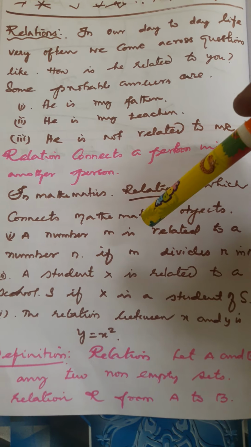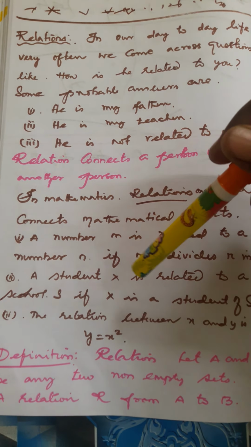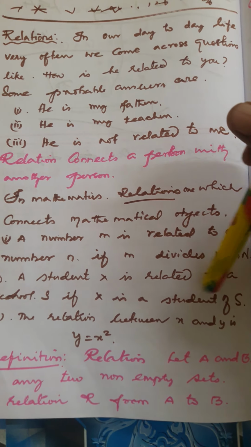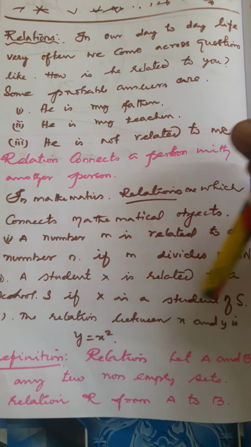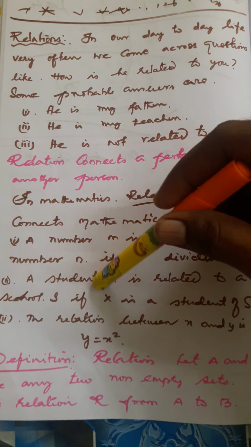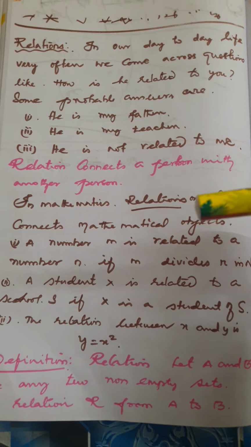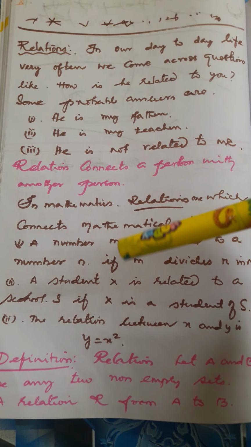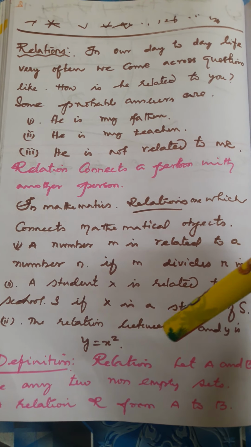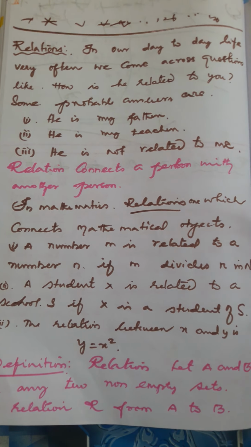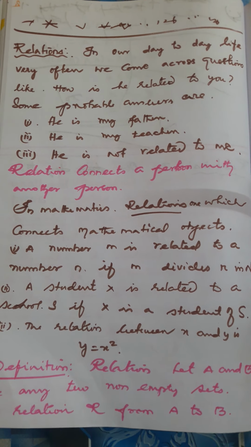Like that, a student x is related to a particular school S, if x is a student of S, that is one of the relations. You are related to a particular school, right? And the next one will be the relation between x and y is y equal to x square. So that is one of the equations.